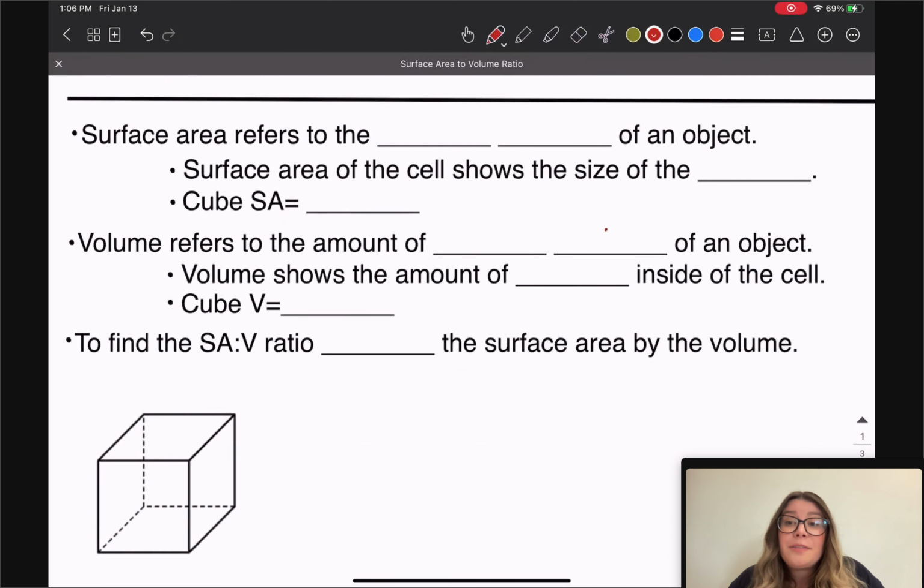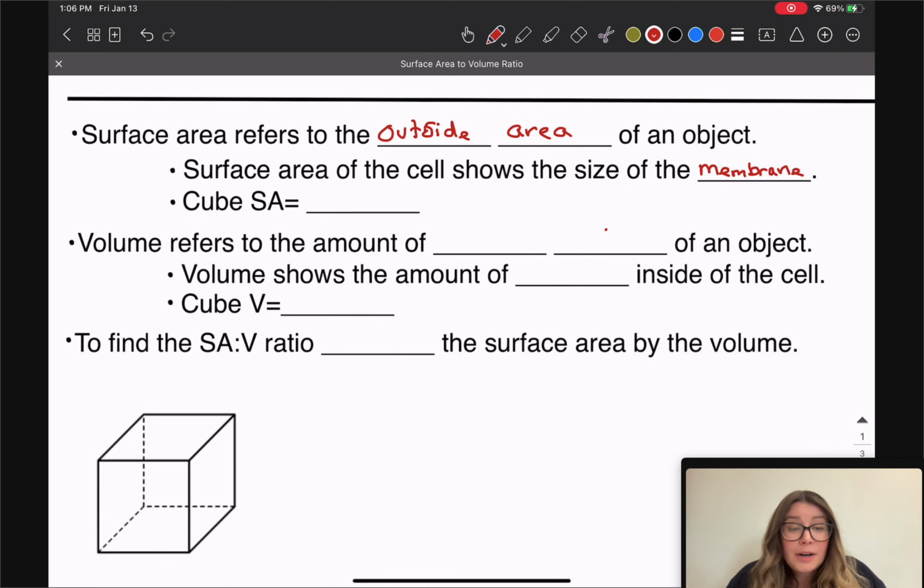So let's start with surface area. Surface area refers to the outside area of an object. So the area on the outside of an object. So when we're referring to a cell, the outside of the cell is the cell membrane. So surface area of the cell shows the size of the membrane.